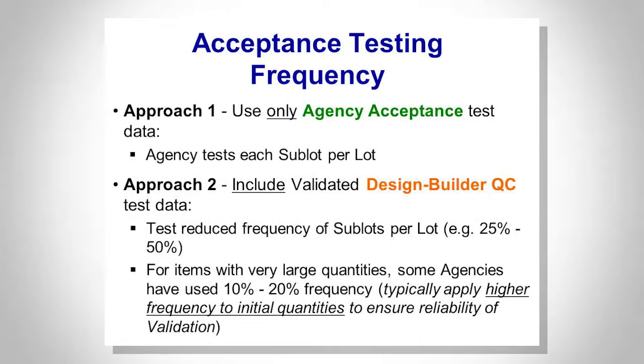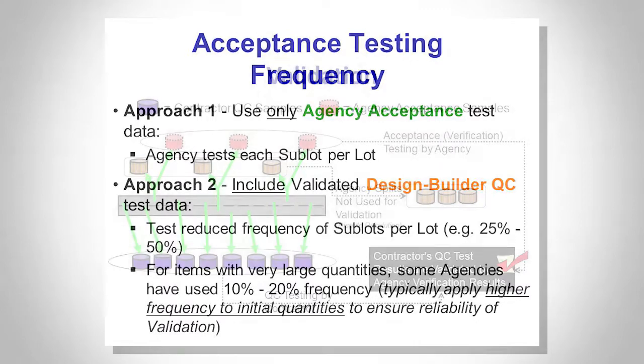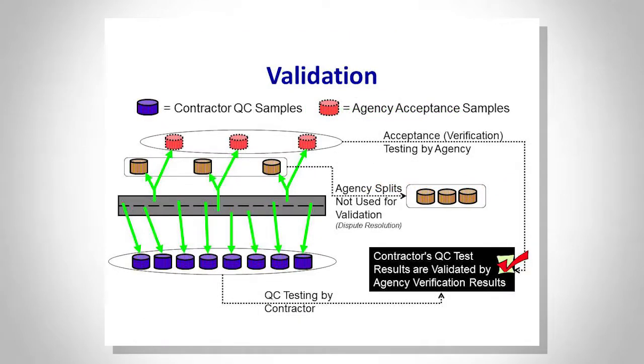Okay, when you talk about frequency, a couple of approaches. Use only agency acceptance or include validated design-build or test data. That's where Federal Highways in 2005 created a technical advisory related to using contractors' material tests for states' acceptance tests. This is an example, to give you an idea what it looks like.